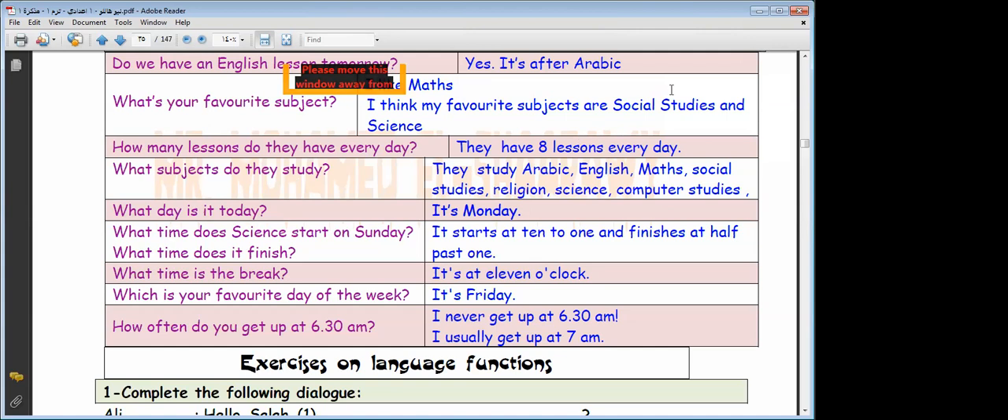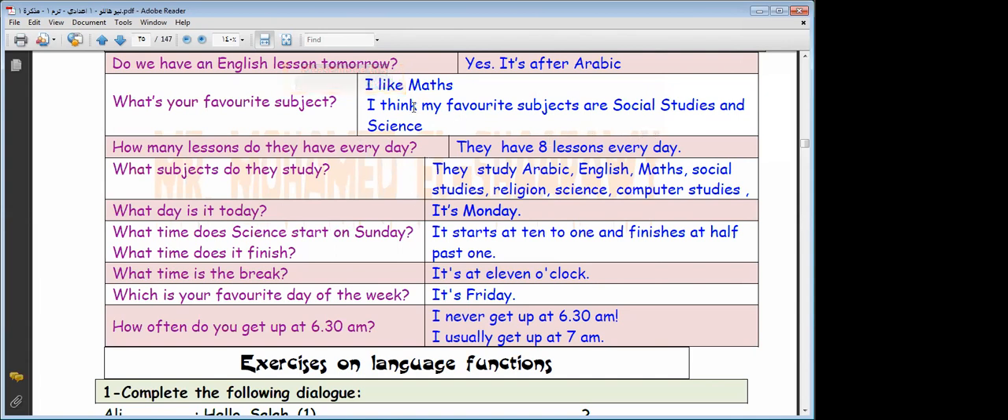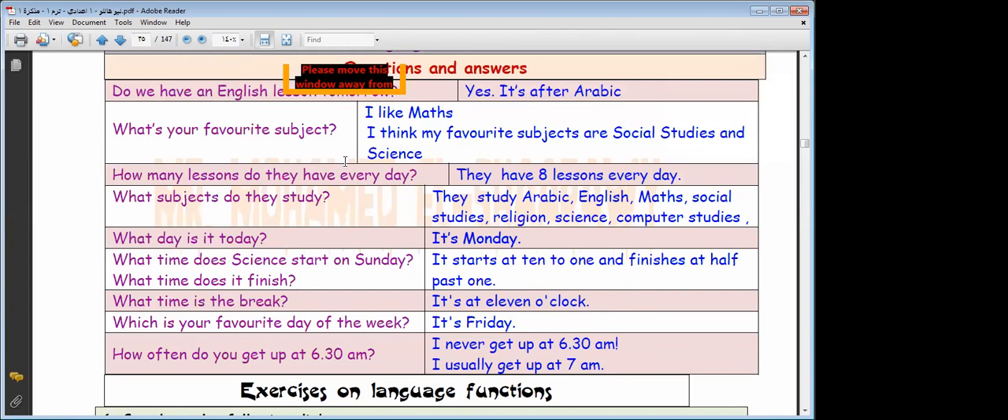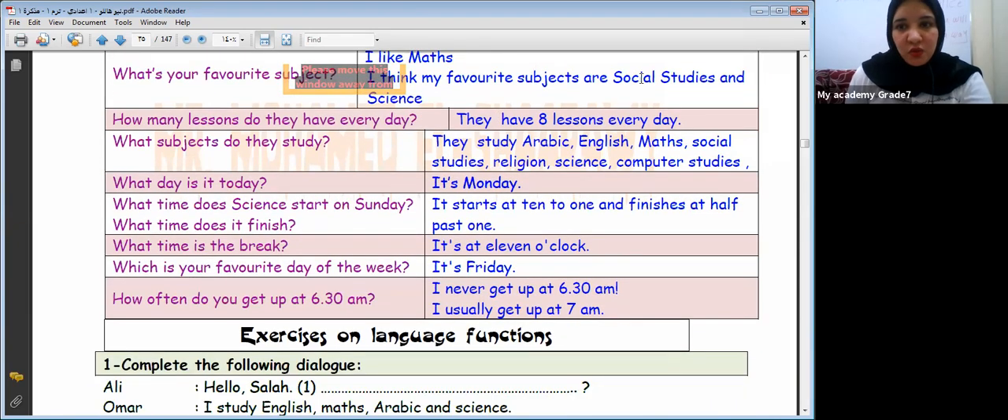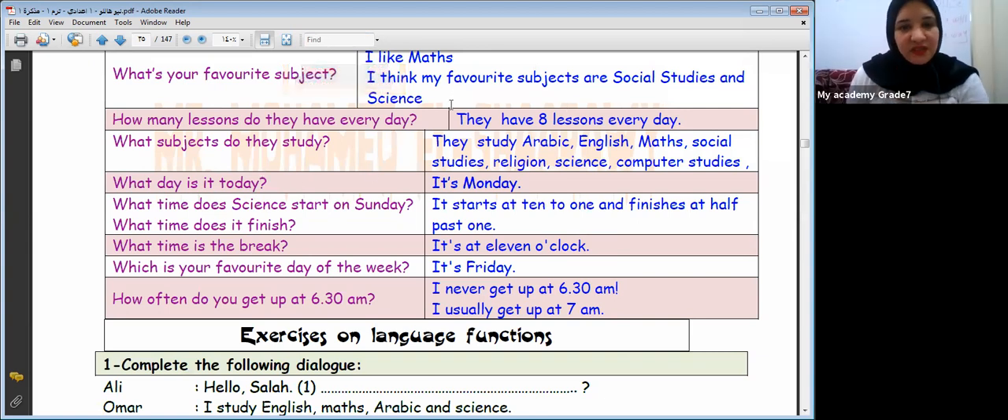Asir and Yusuf again. Hello. Hi, Yusuf. Ask Asir. What subject do they study? Okay, Yusuf. They study Arabic, English, medicine, social studies, religion, science, computer studies. Okay. Who else? Who wants to share? Yusuf and Abdul Karim. This time, Yusuf and Abdul Karim.